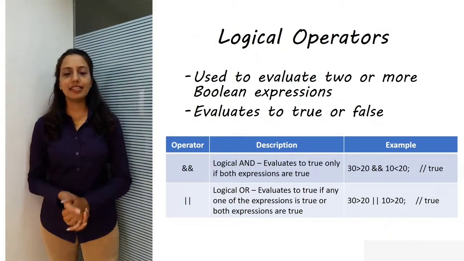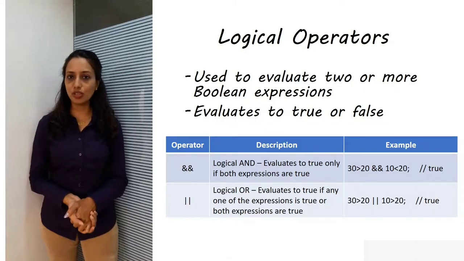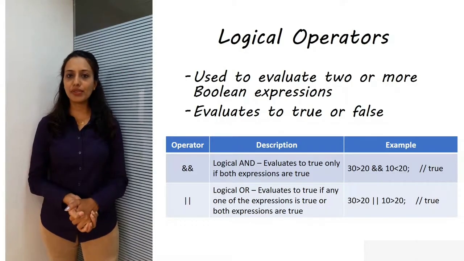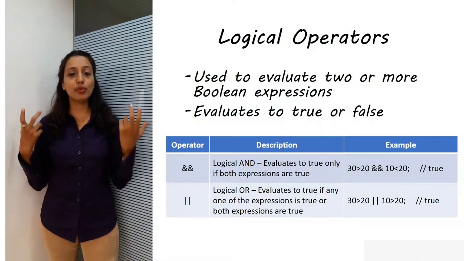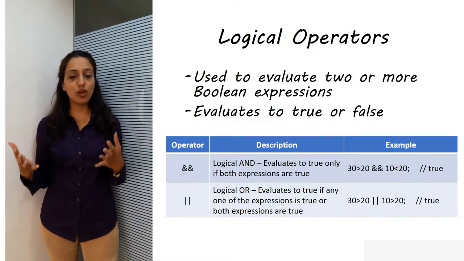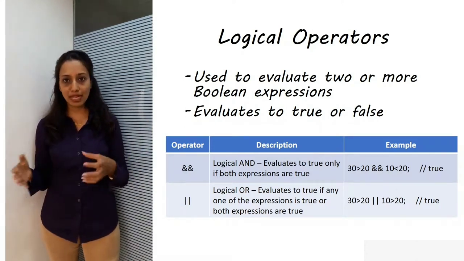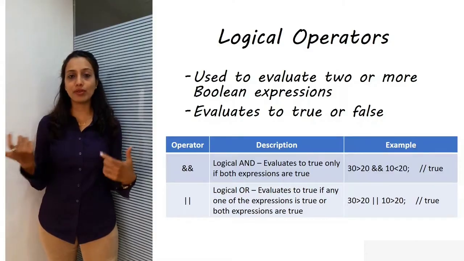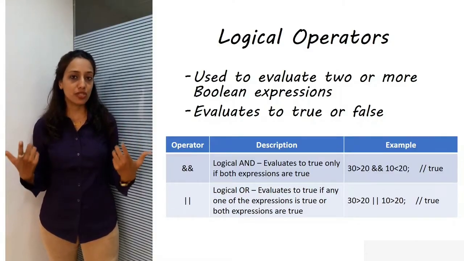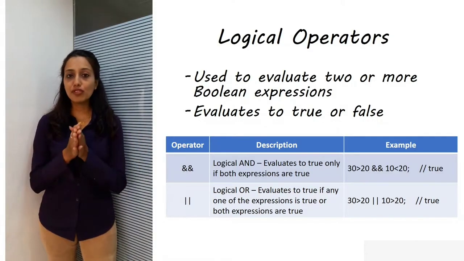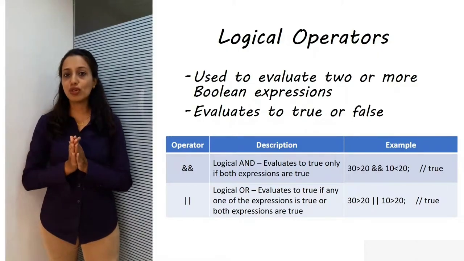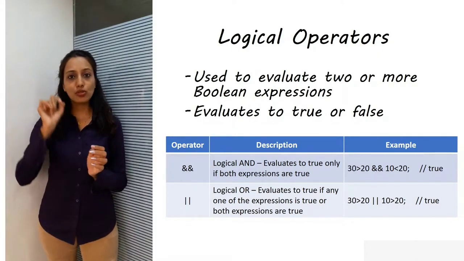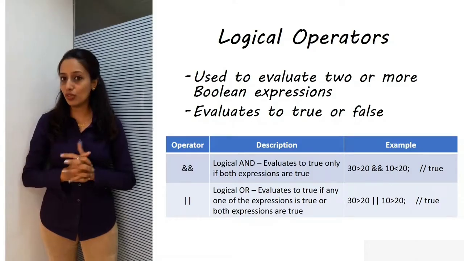Alright, now let's take the next set of operators, that is the logical operators. The logical operators are a little different. They work on two Boolean expressions and they will also evaluate to true or false based on the result of either or both of the two logical expressions. So for that we have two logical operators, the first one being the double ampersand symbol, which is called the logical and, and the two bars symbol, which is called the logical or.